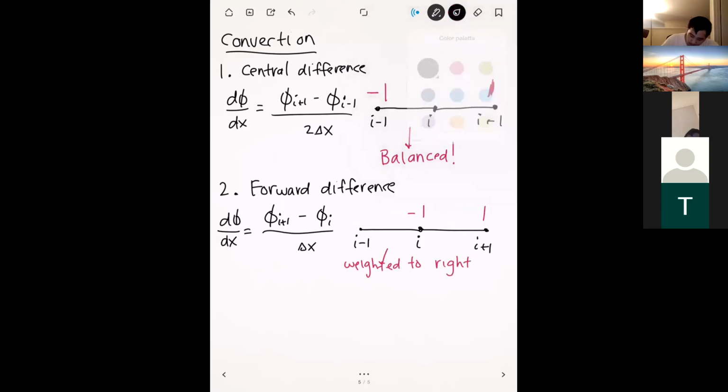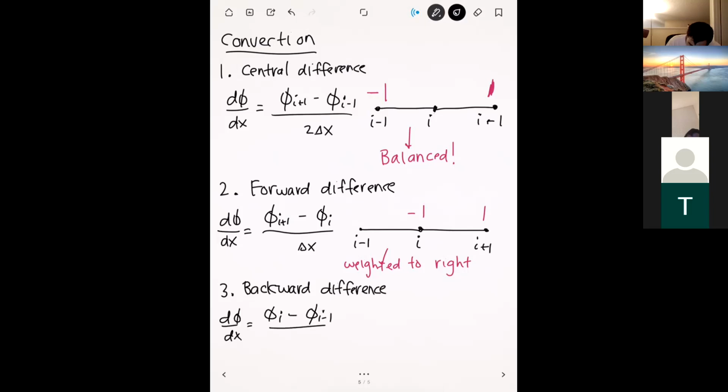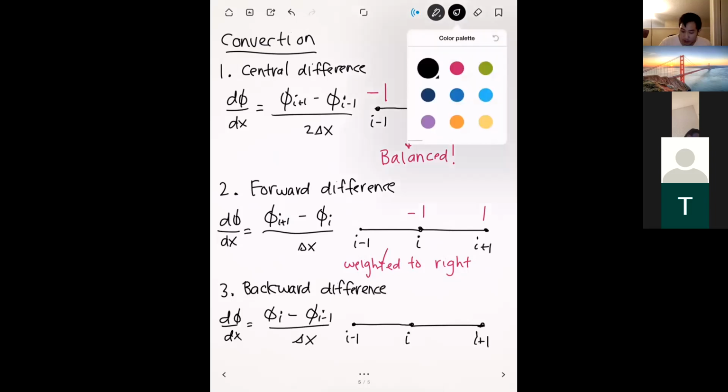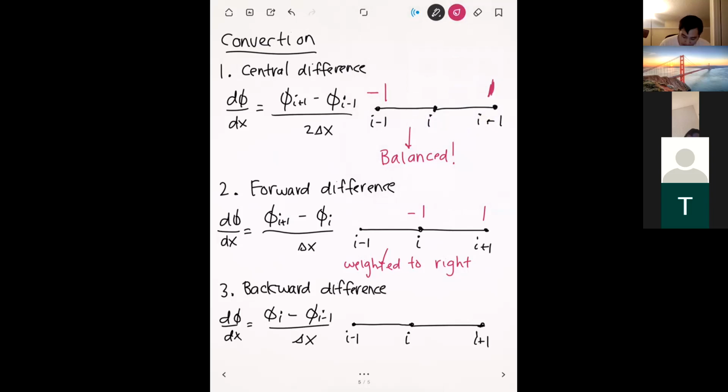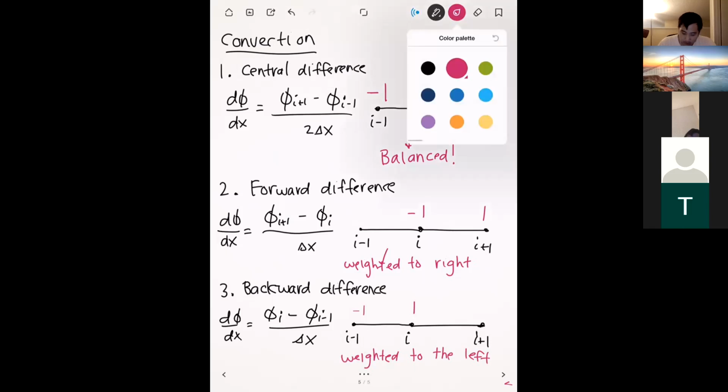And then finally, let's do the backward difference scheme. The backward difference scheme looks like this: d phi dx is equal to phi I minus phi I minus 1 divided by delta x. For the backward difference scheme, this is unbalanced, but it's weighted in the opposite direction. So we're going to have -1 here and then +1 right here. So this one is weighted to the left. And so we have 3 different options for the first order derivative here, and they all have different weightings.